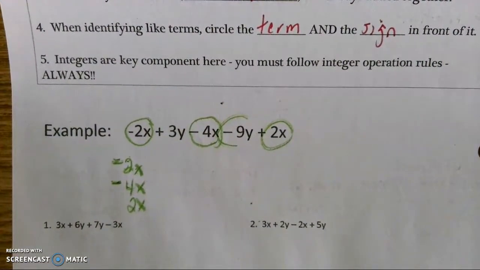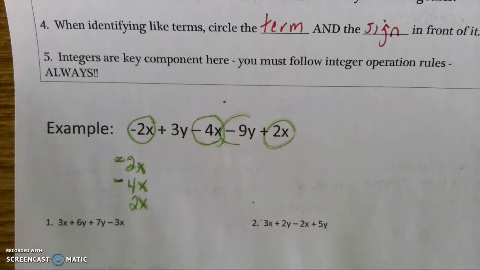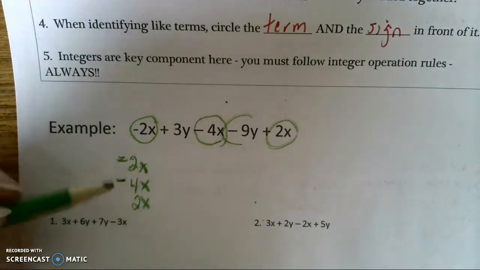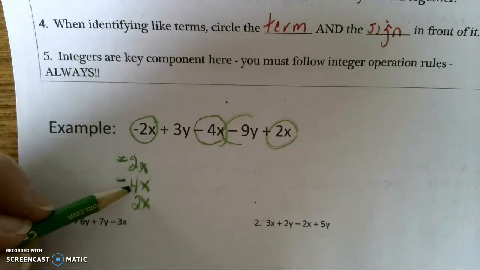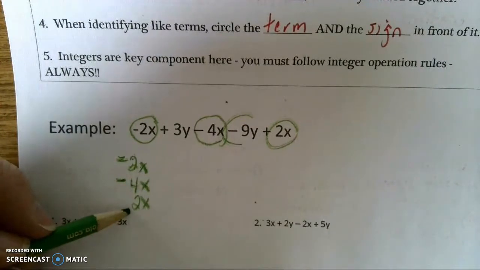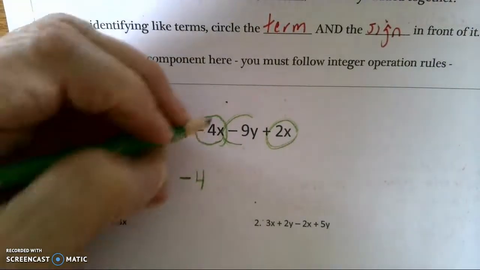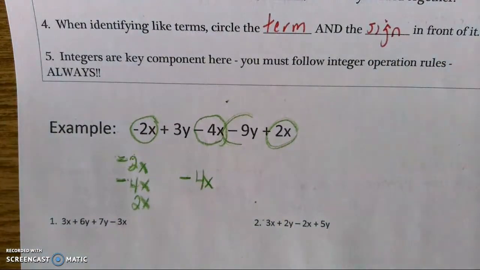When I combine like terms, I can only add or subtract the numeric coefficients. Okay? I can't add or subtract the x's. So I have a negative 2, negative 4, which is negative 6, plus positive 2 is negative 4. So when I combine those three terms, I get negative 4x.